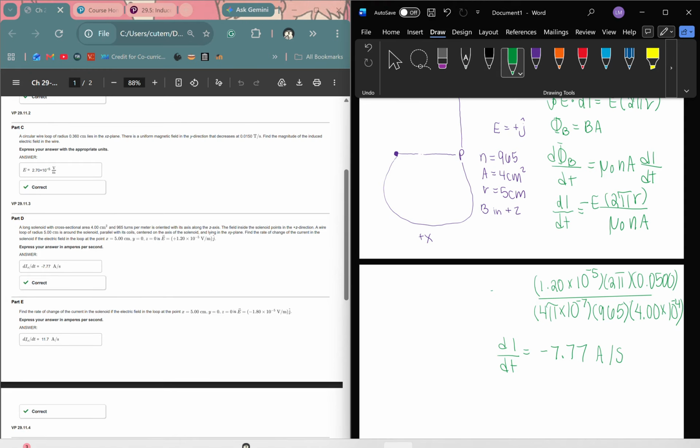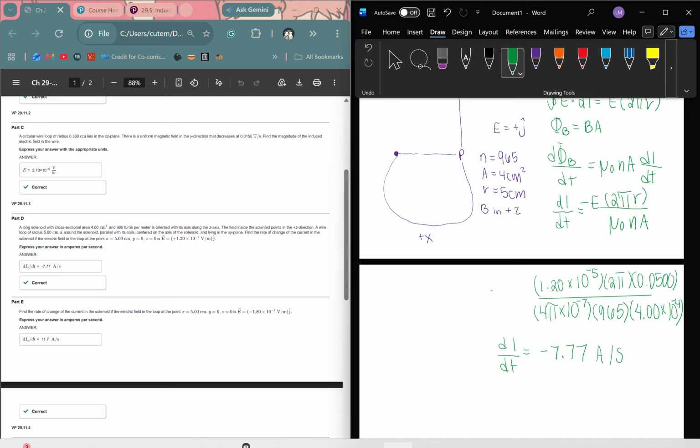So the current is decreasing. Let me explain why. The electric field at the point on the positive x-axis points in the positive y direction. Using the right hand rule, this means the electric field is counterclockwise. A counterclockwise induced electric field produces an induced magnetic field in the positive z direction.